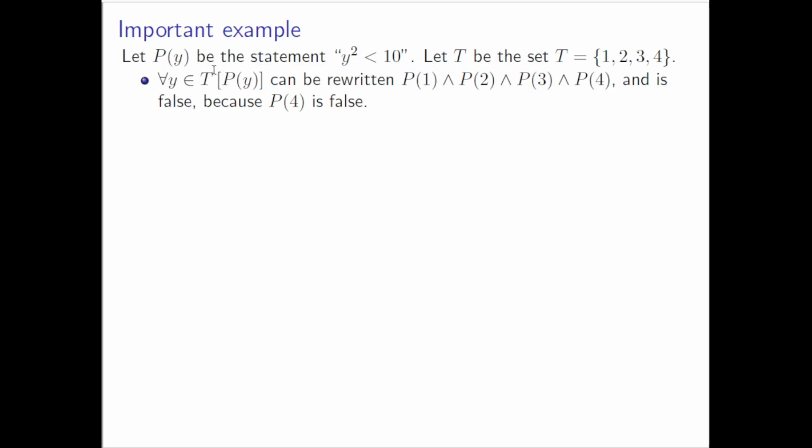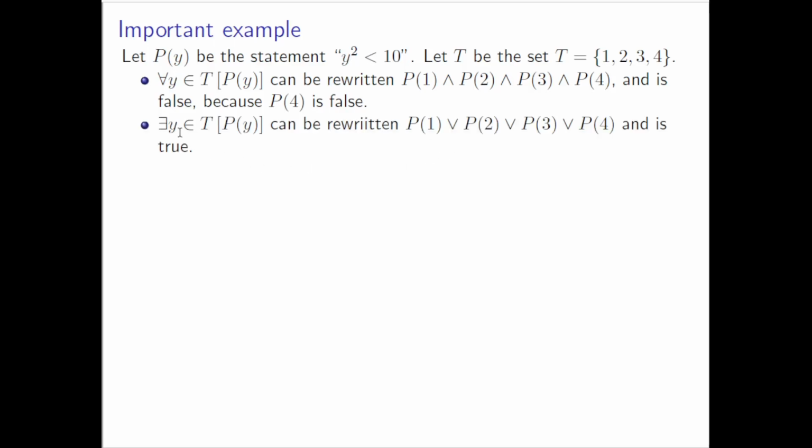Another way to write this entire statement right here can be written without the for all at all. Instead, it could just be p of 1 and p of 2 and p of 3 and p of 4. And by the way, that statement actually ends up being false because p of 4 is false. You'll see that p of 4 is supposed to be the statement 4 squared is less than 10, which is false.